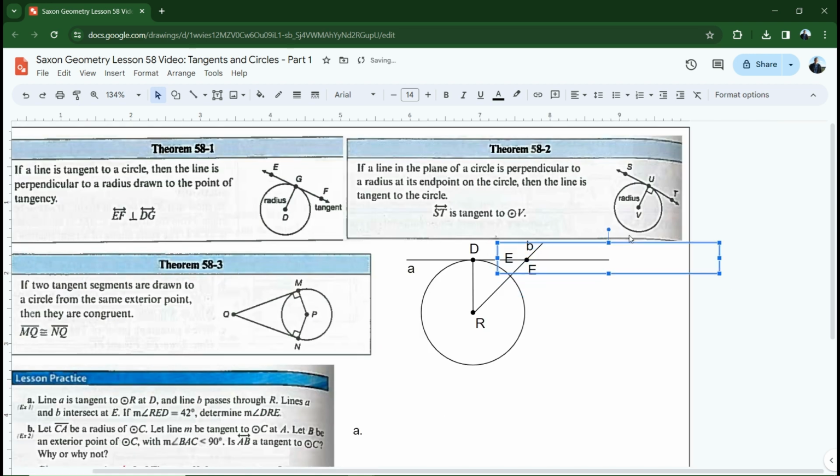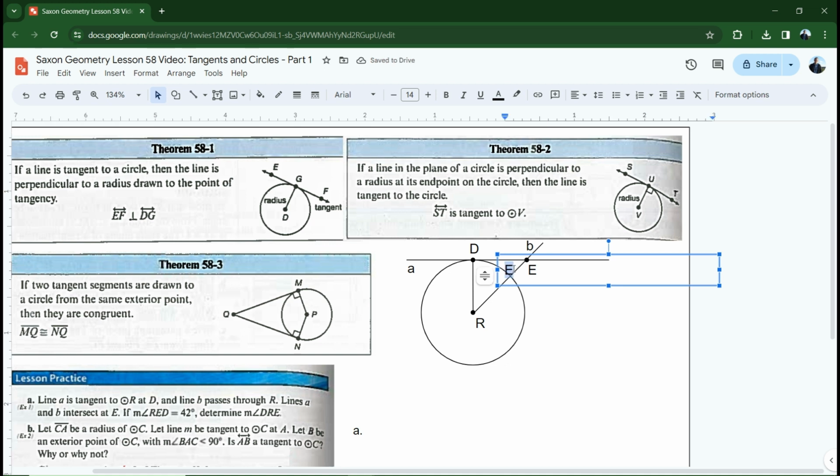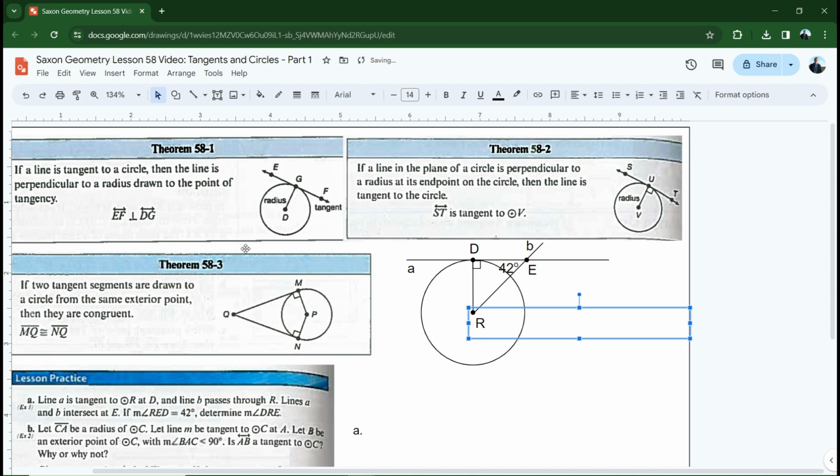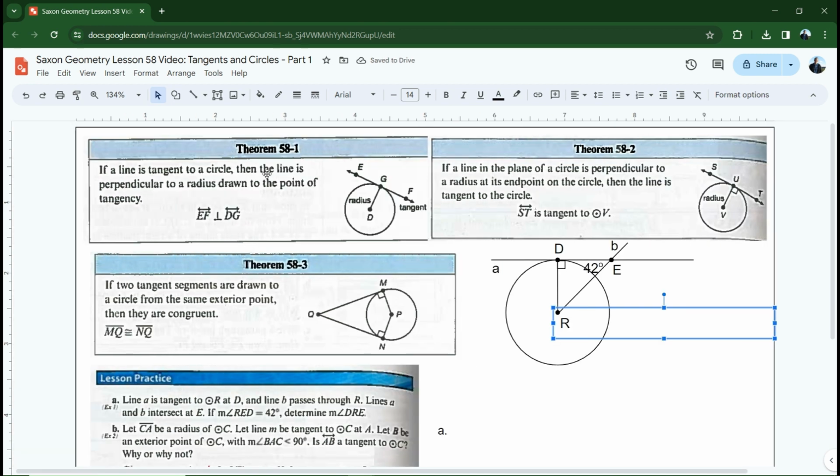Let's see, so this inside here is 42 degrees. Okay. Can I figure out what DRE is? Well, here's the other thing we know. We know that this up here has to be a right angle. It has to be a right angle because it's a tangent line. And according to our first theorem, remember, it says if a line is tangent to a circle, the line is perpendicular to a radius. So this has to be a right angle.